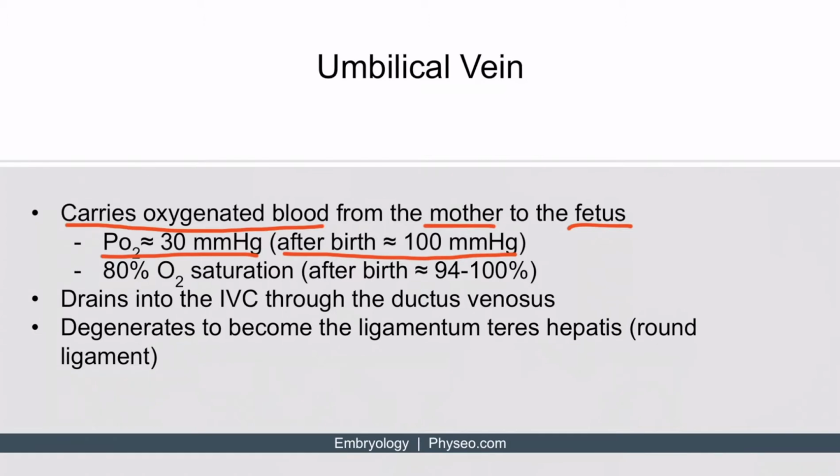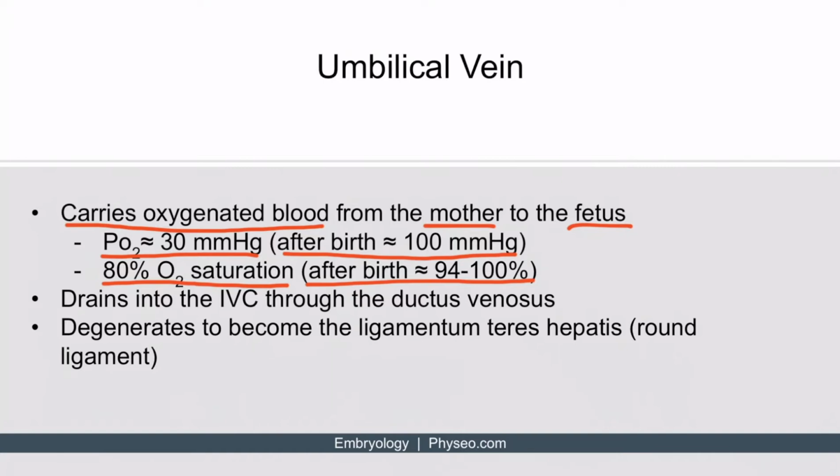However, fetal hemoglobin has such a high affinity for oxygen that, in spite of the relatively low partial pressure of oxygen in the umbilical vein, the oxygen saturation still reaches about 80%. Now, 80% oxygen saturation is still less than it would be after birth, which is around 94 to 100%. In fact, for a healthy person after birth, 80% is far too low. However, 80% is plenty of oxygen for a fetus.